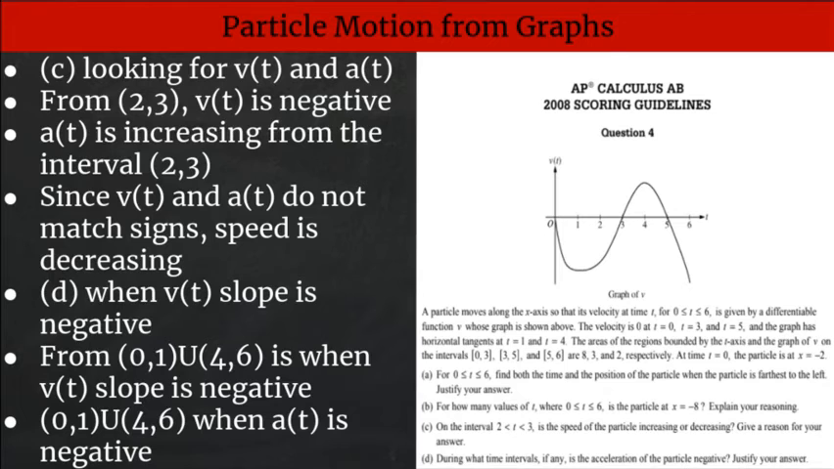And part D asks, during what time intervals, if any, is the acceleration of the particle negative? Justify your answer. So on the graph of v of t, we are looking for the slope of the function. And so we are looking for when the v of t slope is negative. And from 0 to 1 and 4 to 6 is when the velocity slope is negative, which means that the intervals 0 to 1 and 4 to 6 are when a of t is negative, giving us our answer.